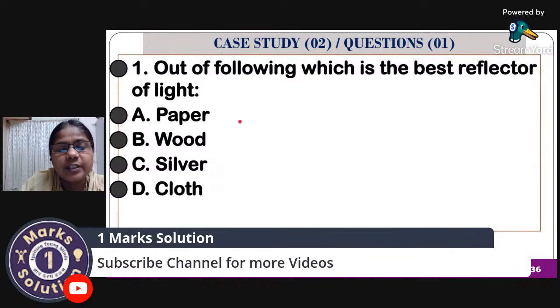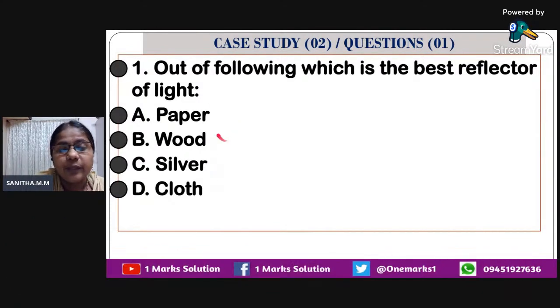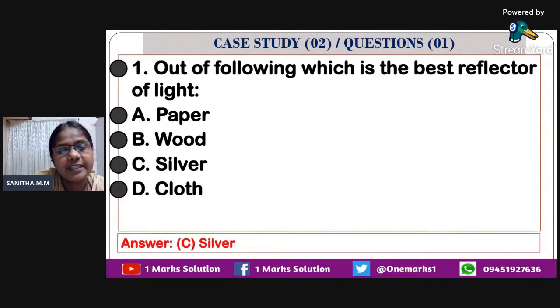Because all these you are familiar with, isn't it? When the light is incident on paper, when the light is incident on wood, when the light is incident on silver or cloth, which will be reflected back best? The best reflector, no doubt, is silver itself. So that is the answer, correct answer C.